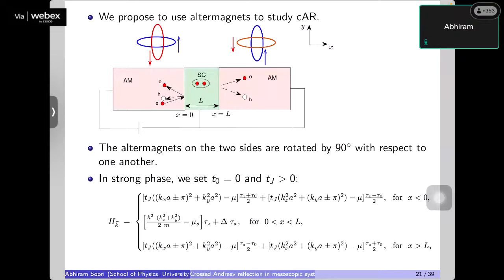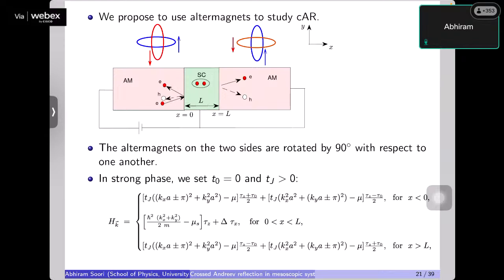But for the downspin electron sent from the left, there is an upspin electron with the same shape of Fermi surface on the right. So a downspin electron sent from the left can pick up an upspin electron from the right and go as a Cooper pair in the superconductor, which is crossed Andreev reflection. This is the essence of enhancing crossed Andreev reflection using altermagnets.